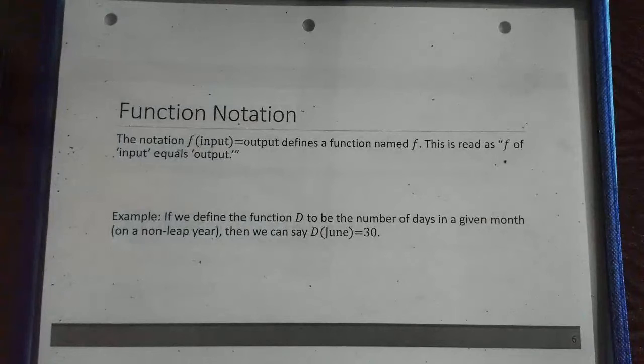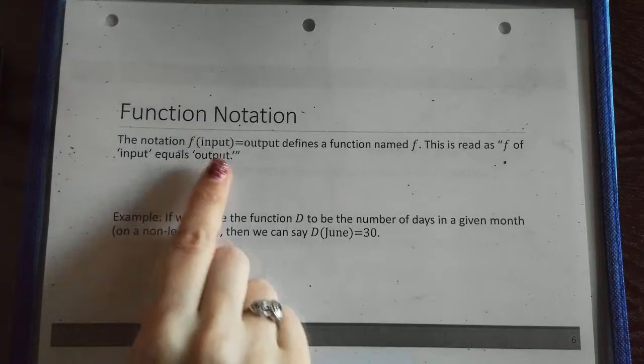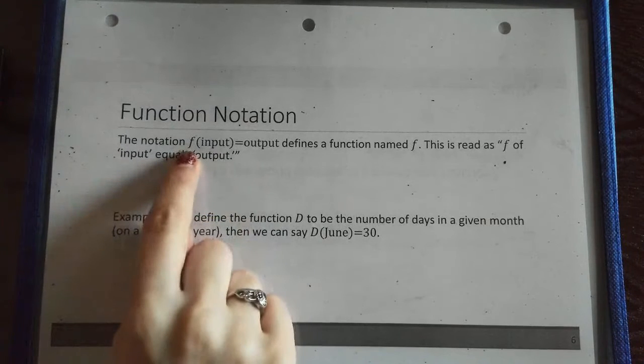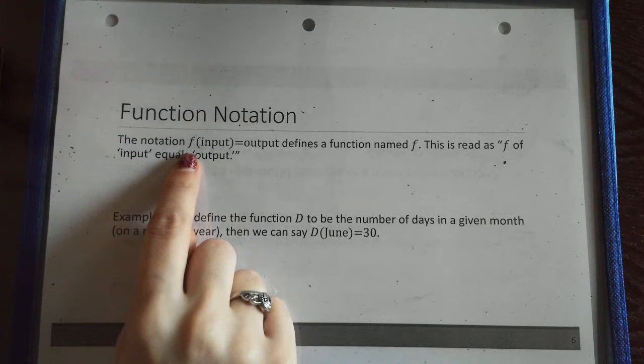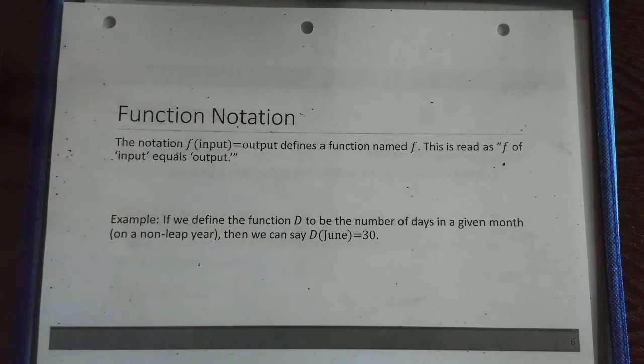Let's take a look at function notation. The notation f parentheses input equals output defines a function named f. So this letter out front is the name of the function. We read this out loud as f of input equals output.